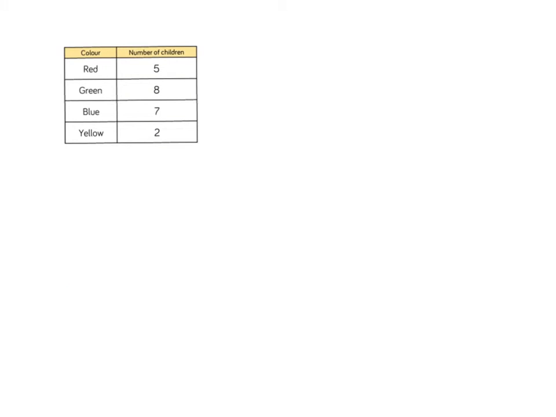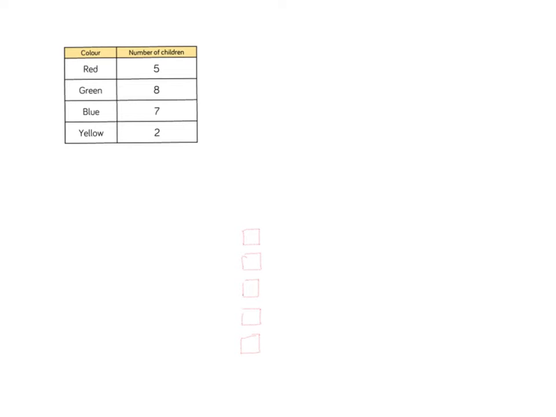Okay, Year 2, you should have all had a little practice now of making a block diagram using either blocks or cubes or even Lego. I'm going to show you now what your block diagram should look like. Okay, we know that there are 5 children who like the colour red, so we can draw 5 little squares, or you should have had 5 little blocks to represent those children.